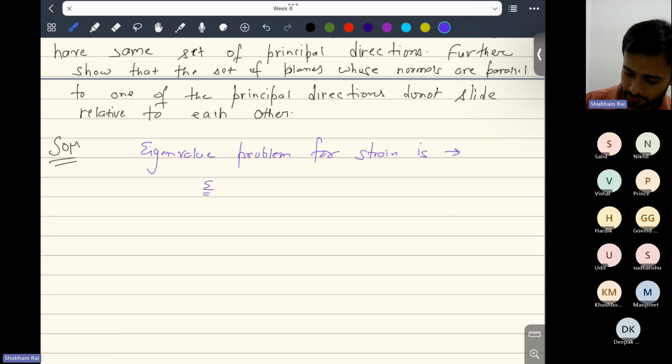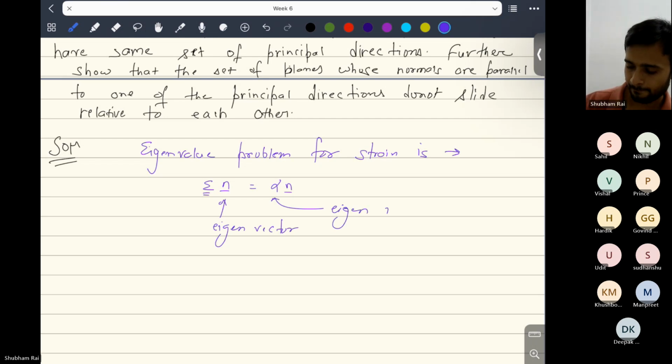So let's say you have the strain tensor. So I'm writing the eigenvalue problem: epsilon n is equal to alpha n. So this n is the eigenvector, and this alpha is the eigenvalue. So this will also be the principal value, and this will be the principal direction.